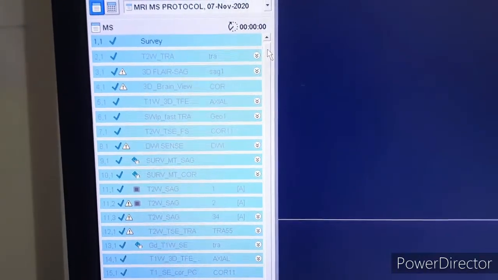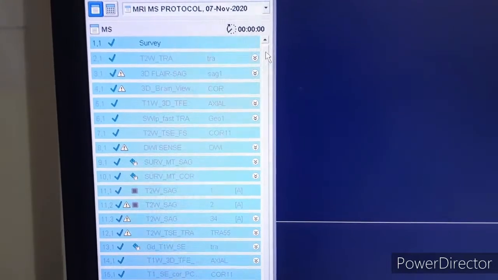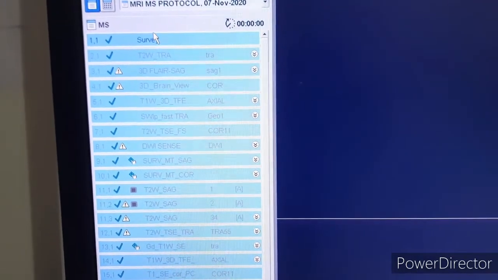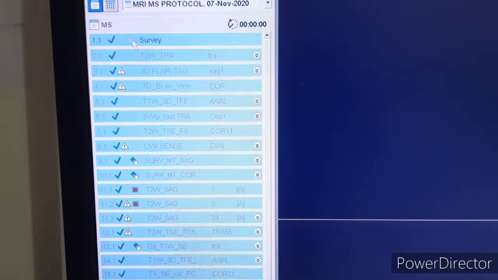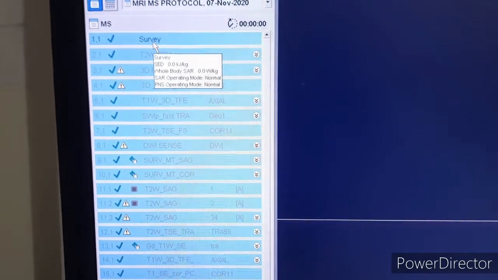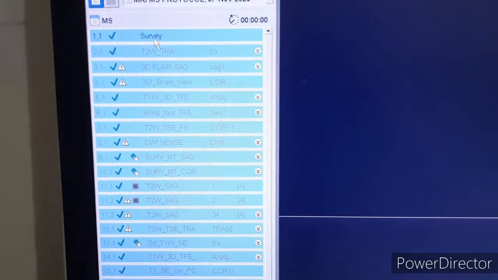Hello friends, today our topic is the MRI MS protocol, that is the multiple sclerosis protocol. First we will see the protocol. You can see we have to cover the brain, spinal cord as well as the orbit, the optic nerves.